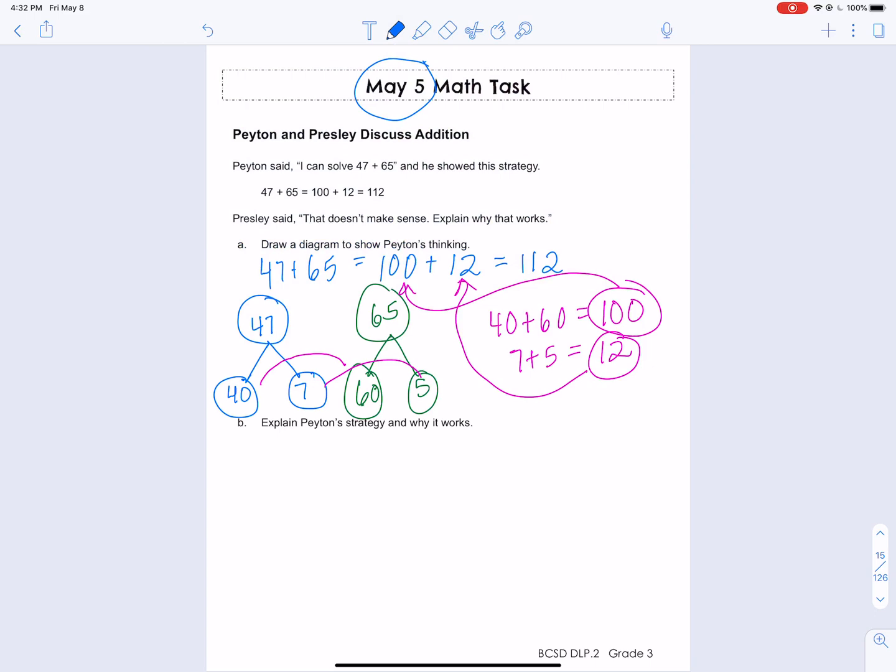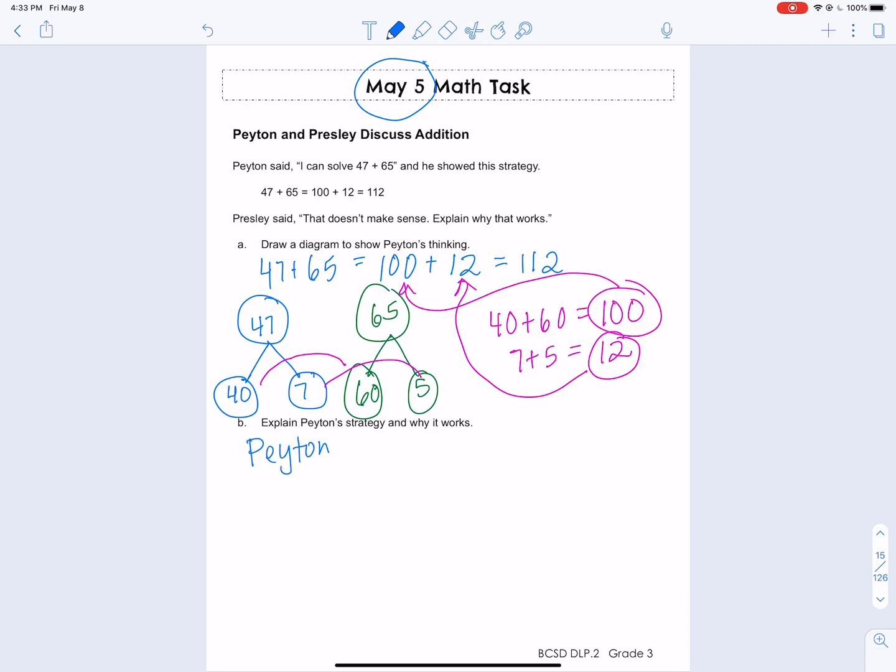I'm going to say something like Peyton's strategy works because he broke apart the numbers 47 and 65 into their nearest round number. You could also think of this as expanded form, really, is what he's doing. He's breaking the numbers apart into expanded form, and then he's adding the numbers that are in the tens, and adding the numbers that have ones, the leftovers that I referred to earlier. So let's see if I can talk about that succinctly.